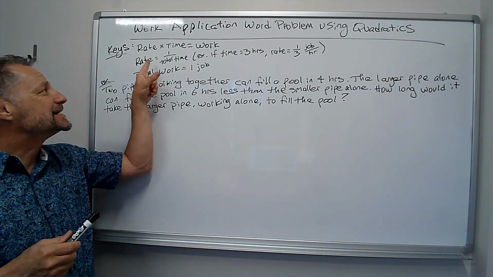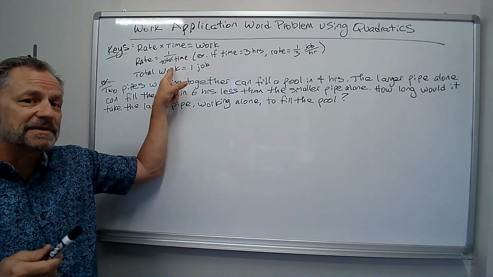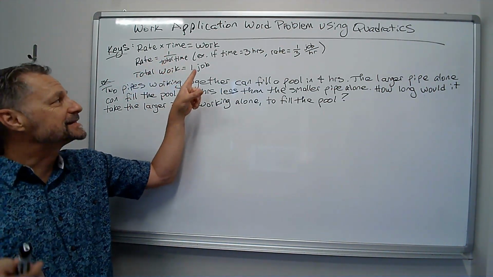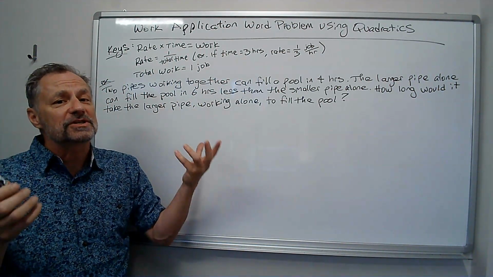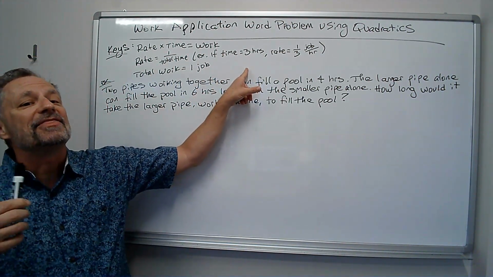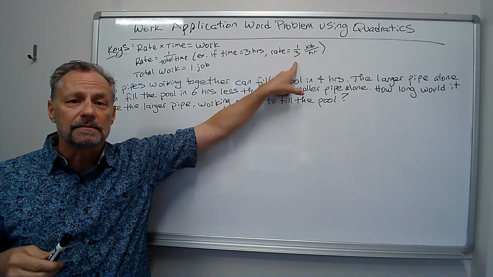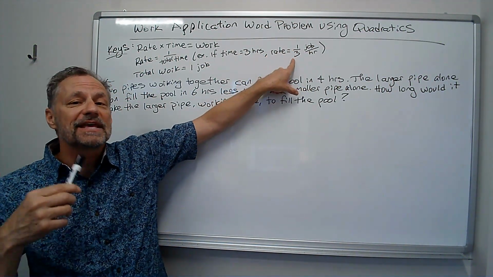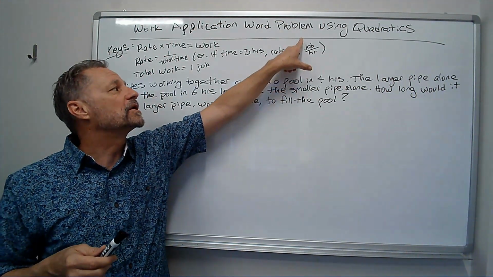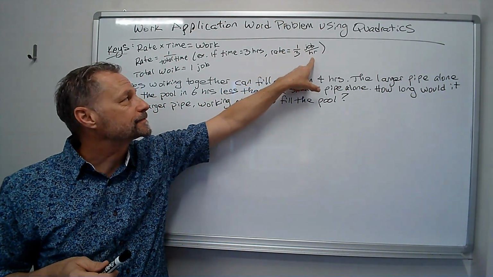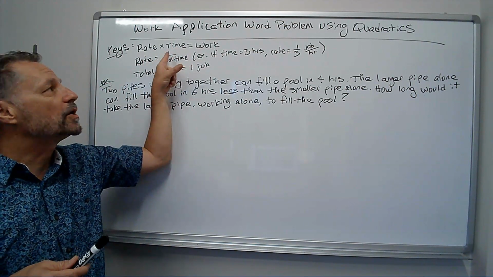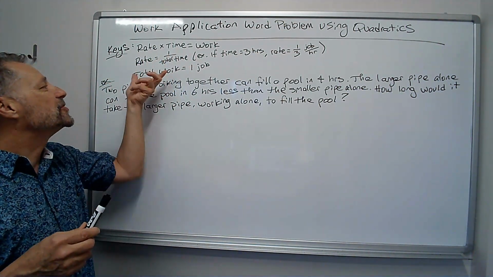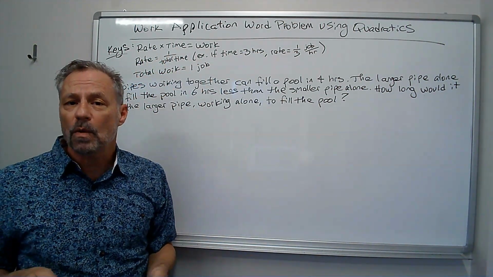The other key is rate equals 1 over the total time to get the job done. So for instance, if the total time for something is 3 hours, that rate is going to be 1 over 3. And you can think of it as, if they can get the job done in 3 hours, every hour they get 1/3 of the job done. Or it's one job every 3 hours. So the rate is 1 over its total time. And then the total work, they're going to get one job done.